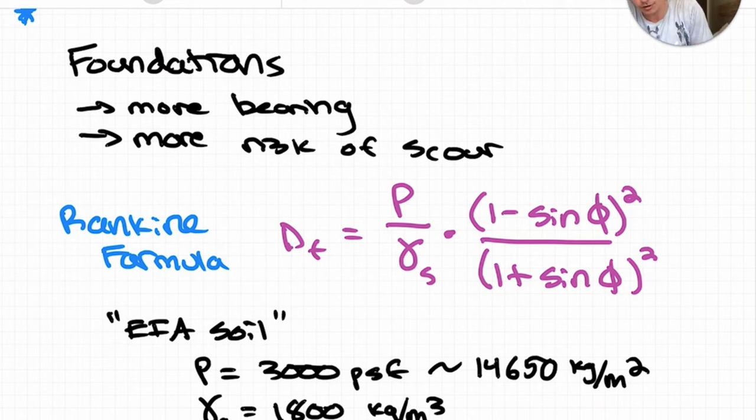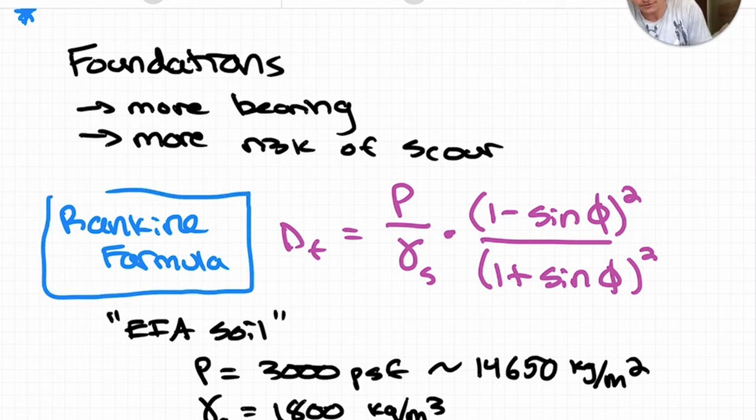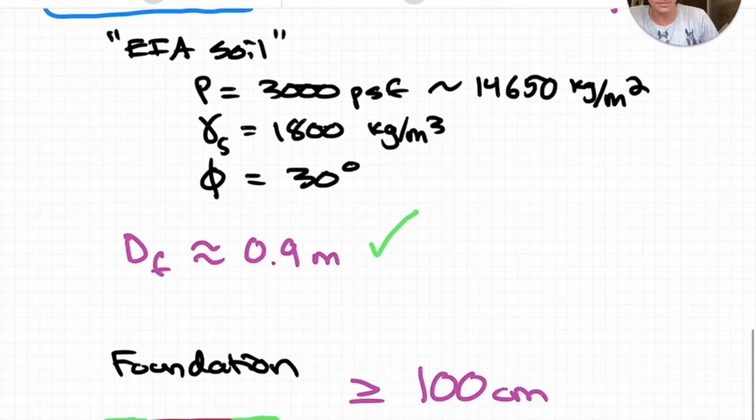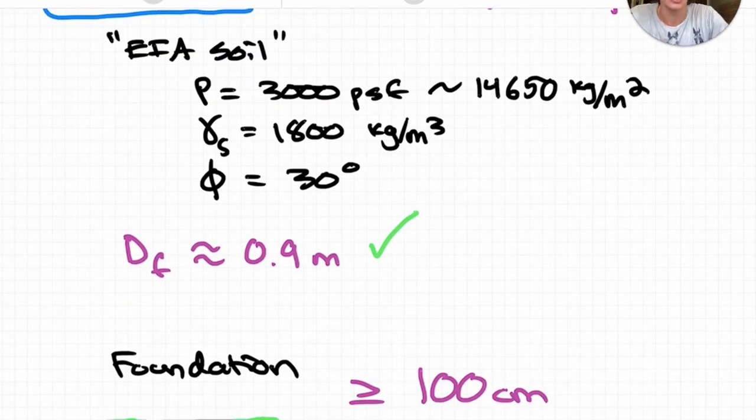So here's the Rankine formula. And if we plug in the numbers for P, our bearing capacity, gamma S, our soil density, and phi, our internal friction angle of 30 degrees, and rearrange the units slightly to make this work, we get a DF value of 0.9 meters. And so we can comfortably set our foundation minimum at 100 centimeters or 1 meter.